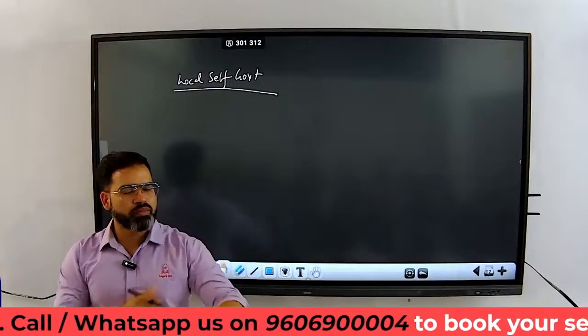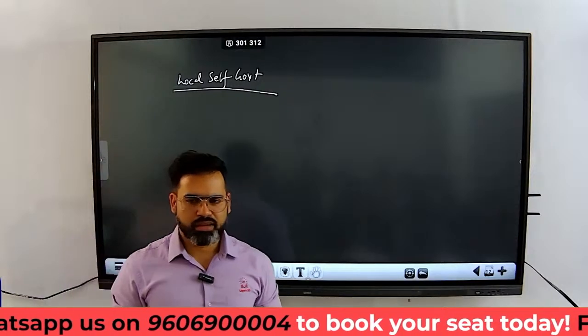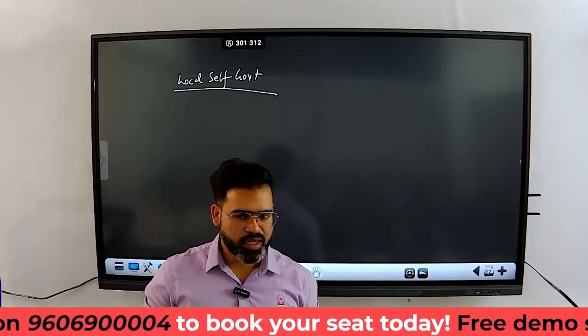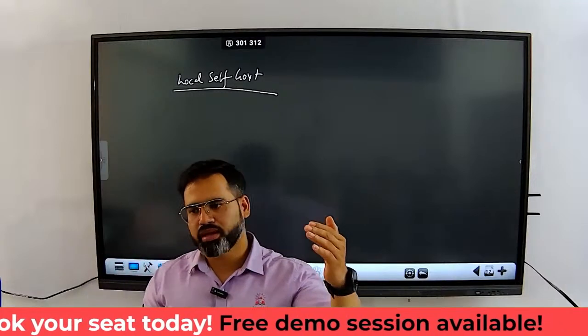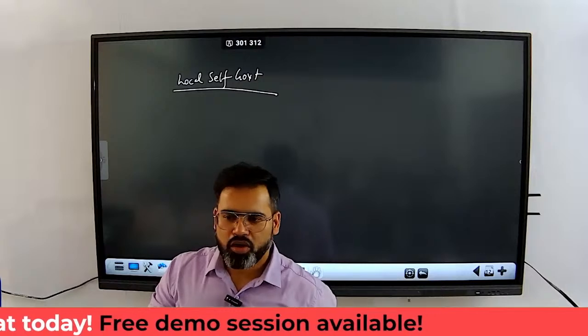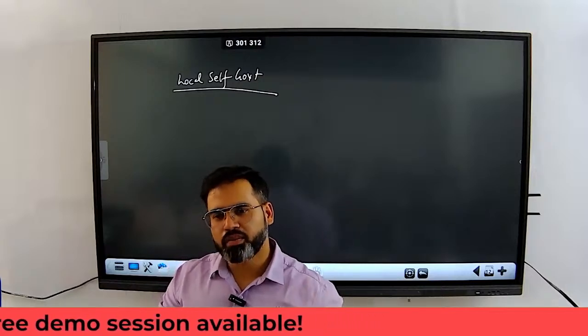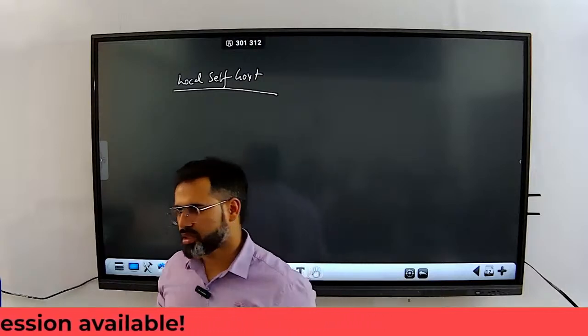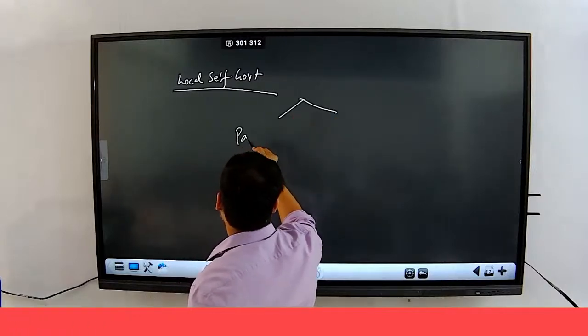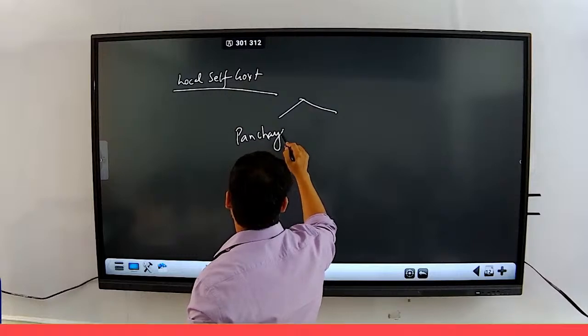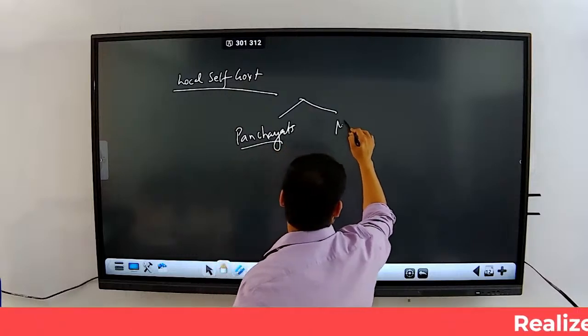So local self-government, basically, is a third tier of government, after federalism. We already have two tiers, the central government and the state government, and then we come to the local government. Basically, we have two types of local governments. One we normally call panchayats, and the other we call municipalities.